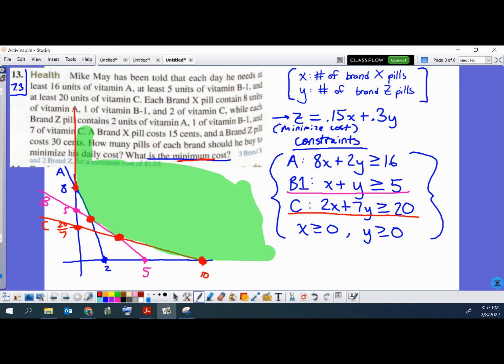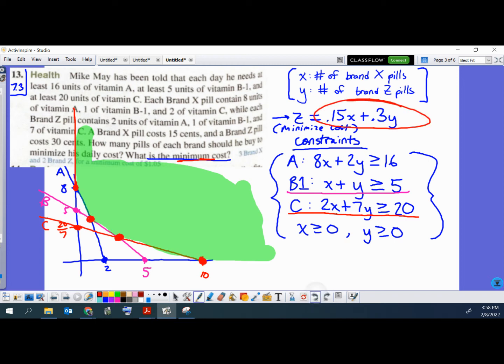If it was asking for maximum, there would be no maximum because these are both positive coefficients. So as x increases and as y increases, so does z increase. So going out this way, there would be no limit to how big z could get. But we're not asked for the maximum, we're asked for the minimum cost. We're trying to spend as little as possible on the vitamins. So yeah, we want to go this way. And I don't know, is it this one, this one, this one, or this one? It really could be any of them at this point until we check them.